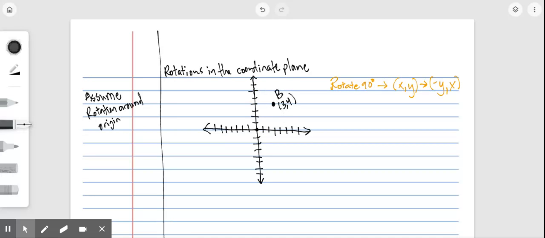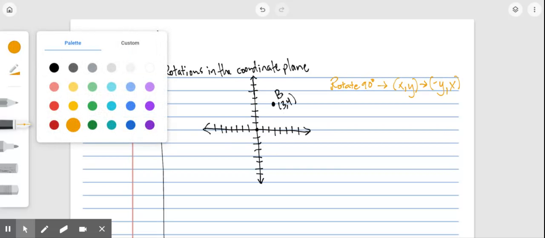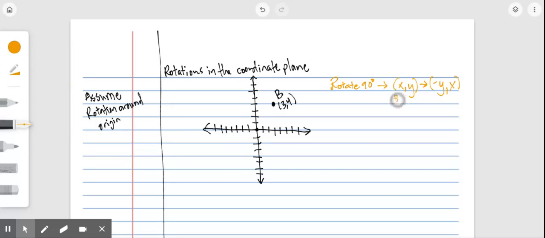Okay, so then when we rotate that, we're going to put our new spot on (3, 4) becomes... the first thing I do is I flip them so that y is in the first spot, so (4, 3), and then I need to make y the opposite of what it was, so (negative 4, 3). So I go negative 4 and then up 3. So this should be my B prime after a 90-degree rotation.